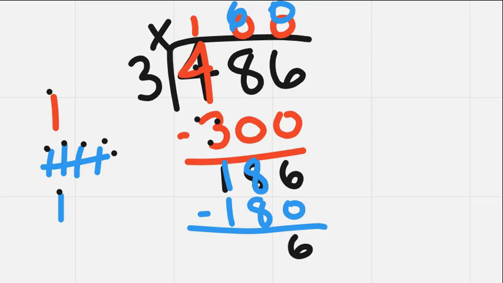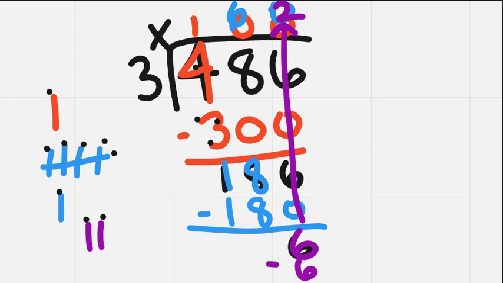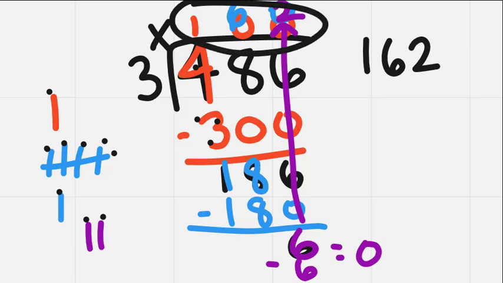Our final number to divide is 6. We're going to count by 3 until we get to 6. 3, 6, 9, that's too high. We stop at 6. There's 1, 2. That means we're going to put the 2 straight up above where the 6 is. So I'm going to put a 2 right here. 2 times 3 is 6. So I'm going to do 6 minus 6, which equals 0. That means my answer is 162, which I get from up here.